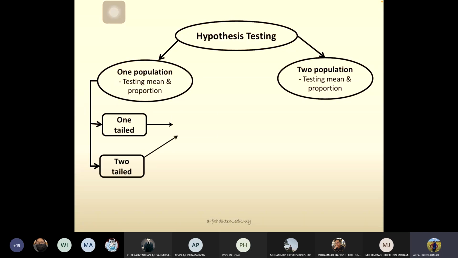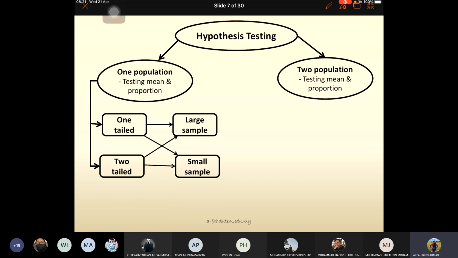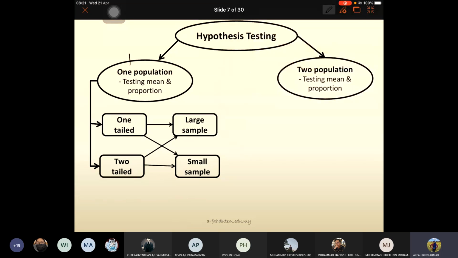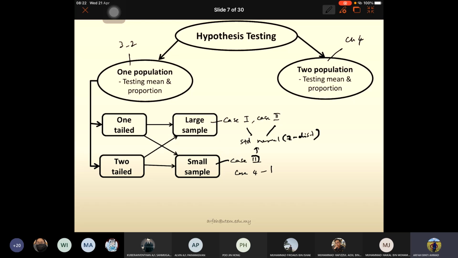Okay. So yang ini dalam chapter 3_2, dan yang ini nanti kita akan cover dalam chapter 4. Okay. So for one population testing kita ada large sample atau small sample. Yang ini awak ada case 1 dan juga case 2. So this one you have case 3 dan juga case 4. Yang mana case 1, 2, 3 yang ini dia akan follow standard normal iaitu Z distribution and this one dia akan follow T distribution. Okay.